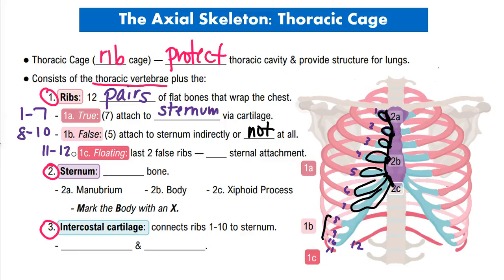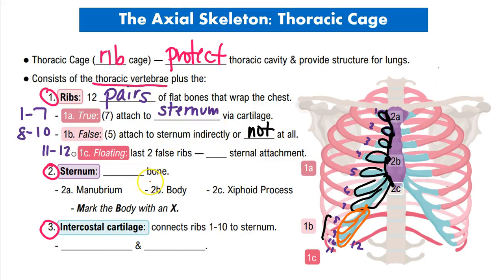Let's see how that all works. So you see that we have intercostal cartilage here. But when you look at rib number 8, that intercostal cartilage is going to connect to the intercostal cartilage of rib 7. And that's how it can indirectly connect to the sternum. Same thing with 9, same thing with 10. It's all going to be indirect. So you can also say false ribs are going to connect to other intercostal cartilage. Okay?